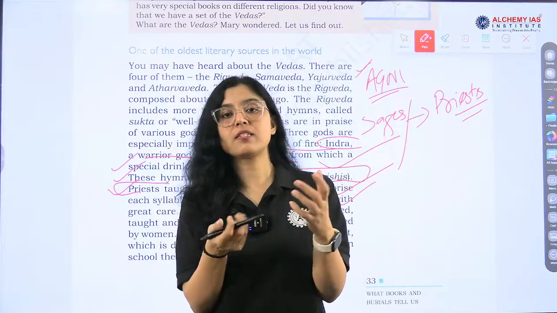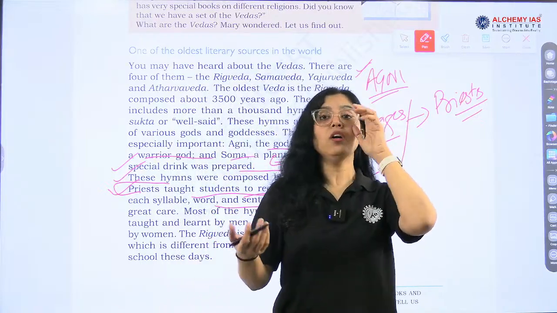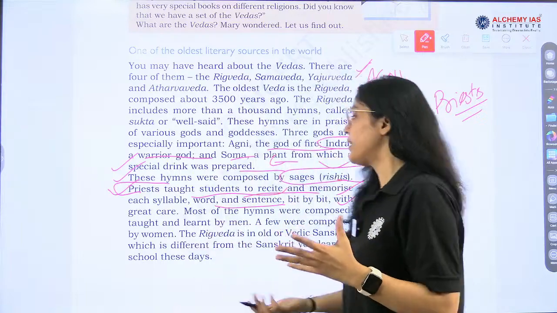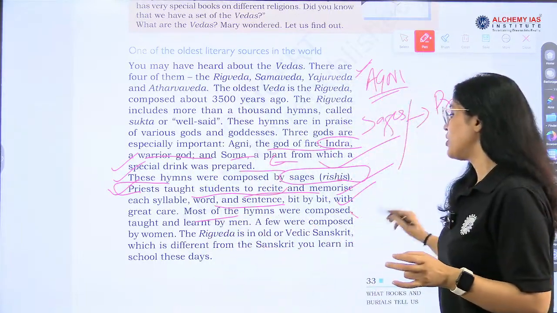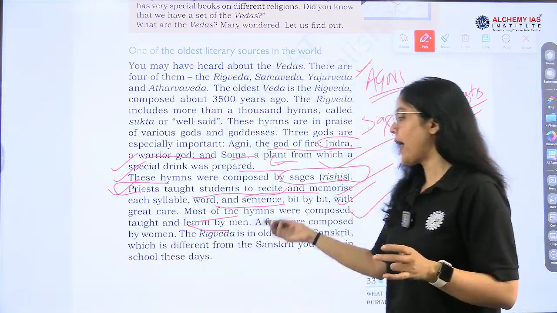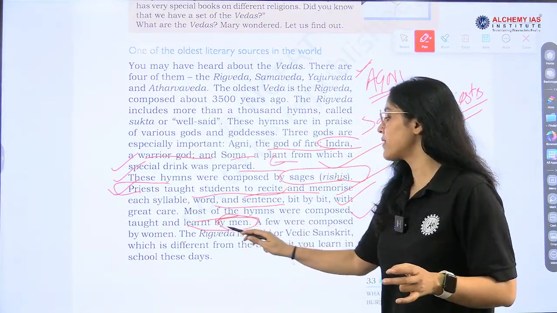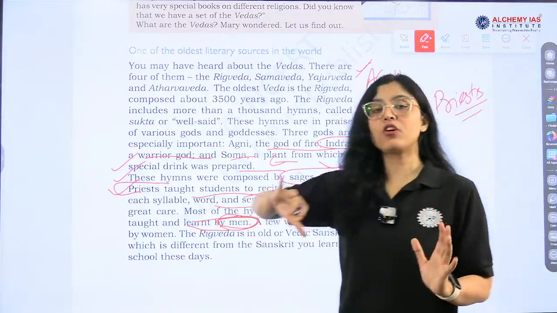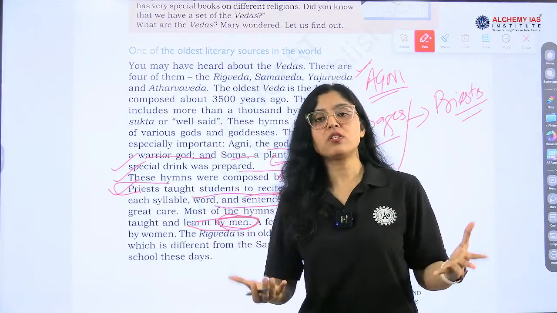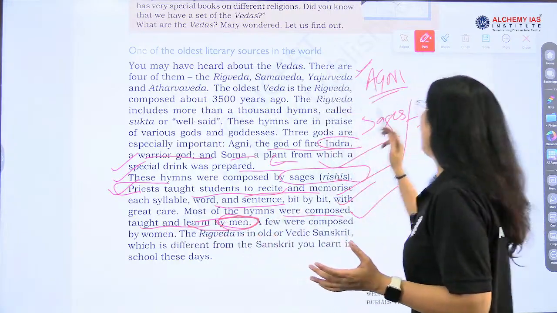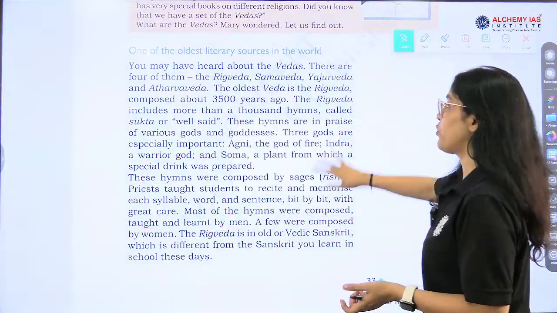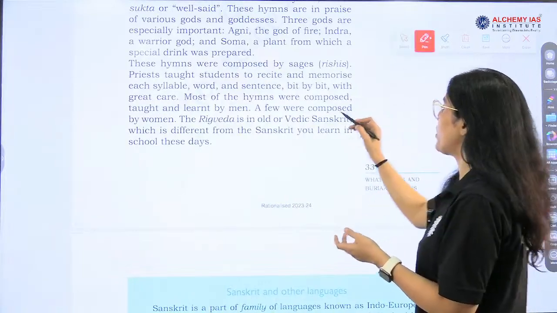Why is it telling us that? Because this is how the Vedas were being recited. There were proper rules, right? Most of the hymns were composed, taught and learnt by men. It is clearly telling us. Most of the hymns, not all, but most were composed, taught and learnt by men, and a few were composed by women also. Very, very important statement.